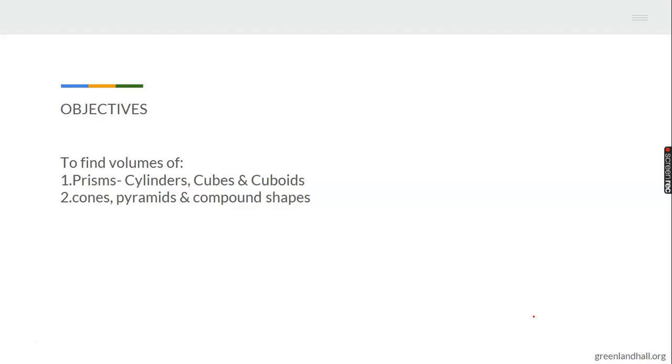The objective, before I go on: number 1, to find volumes of prisms such as cylinders, cubes, and cuboids. Number 2, cones, pyramids, and compound shapes.